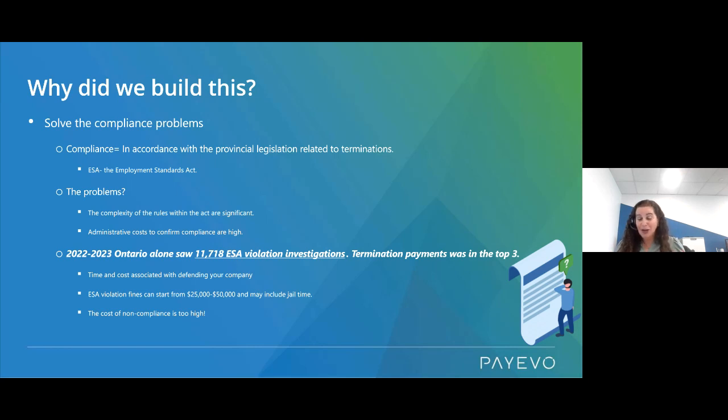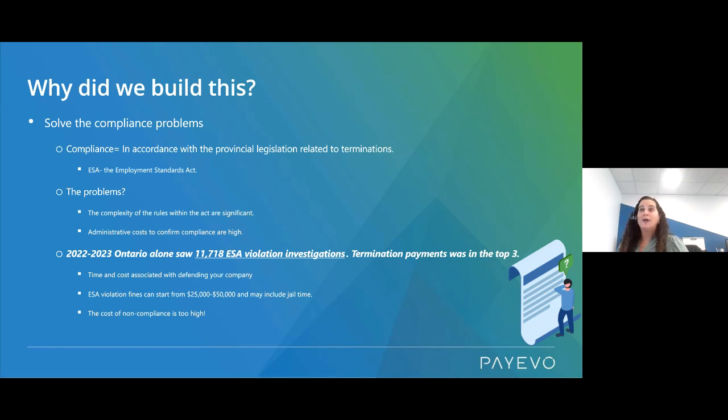So to talk about what it means, we want to talk about why we built this. Why did we make this tool? Our purpose and our driving force behind this was we wanted to solve the compliance problems. And I know, what are the compliance problems? I get it. Okay, let's start with compliance. Compliance means it is in accordance with the provincial legislation related to terminations.